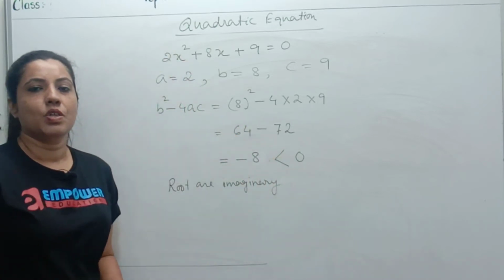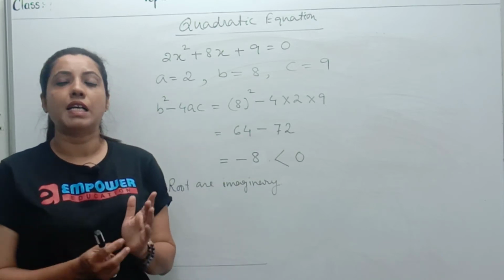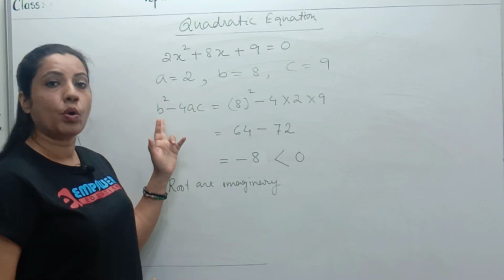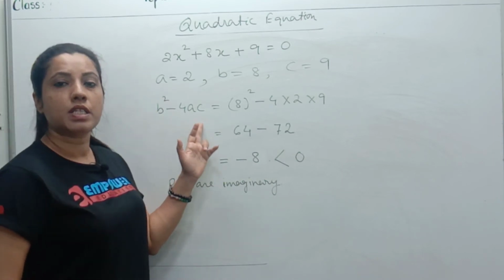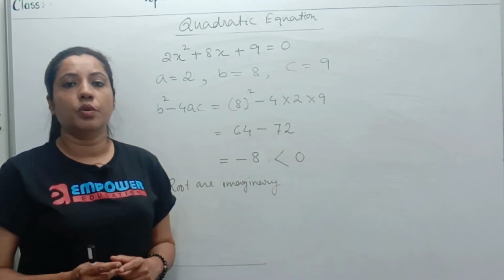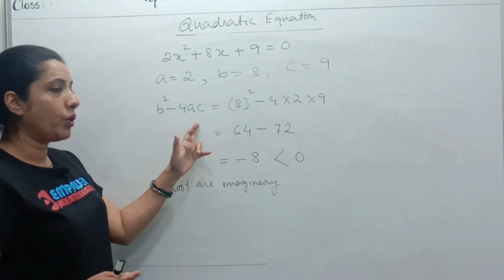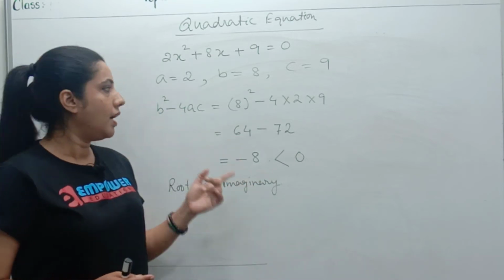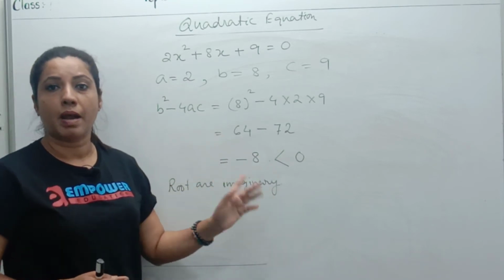So I guess everyone is clear with this concept. Whenever they ask you to find out the nature of the roots, we will just find out the value of b square minus 4ac. If we get b square minus 4ac is equal to 0, then the roots are real and equal. If b square minus 4ac is greater than 0, roots are real and unequal. If b square minus 4ac is less than 0, then the roots are imaginary.